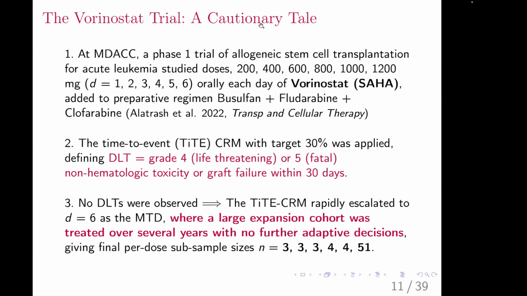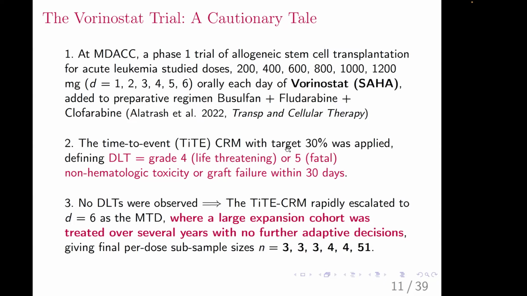So here's the vorinostat trial. This is a cautionary tale, so that we made the mistake, you try not to replicate it. At MD Anderson, there was a phase 1 trial of allogeneic stem cell transplantation for acute leukemia. And there were 6 doses of vorinostat studied. The acronym for vorinostat is SAHA. Let's denote the doses by 1 through 6. And it was added to the standard preparative regimen of busulfan. It's intravenous busulfan plus fludarabine plus clofarabine. And it was published 3 years ago.